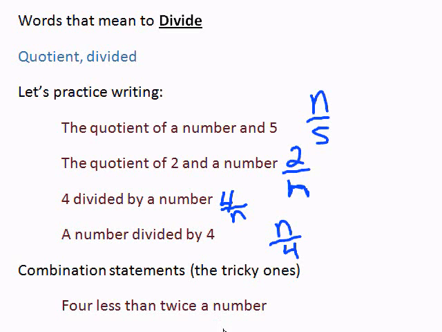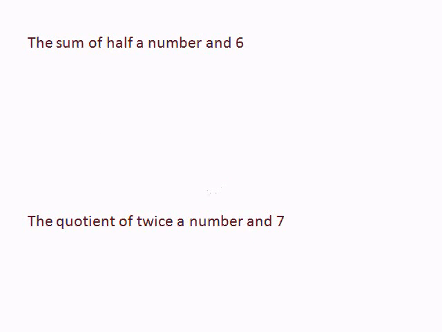Combination statements. These are a little bit more tricky because, again, the way they're stated, it said 4 less than twice a number. Well, 4 less than means we're going to take twice a number and subtract 4. 2n minus 4. Alright, here's a couple more combination statements for you to try out on your own. Go ahead and pause the video, work them out, and press play when you're ready to see the answer.